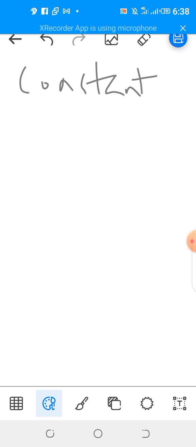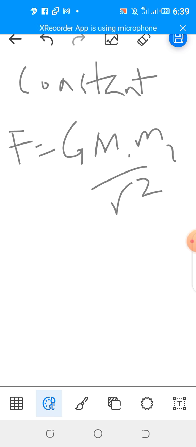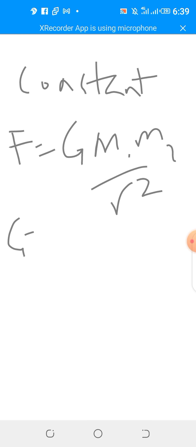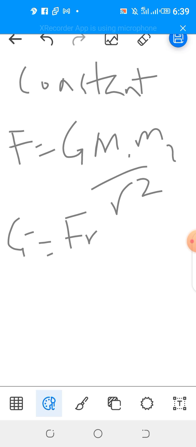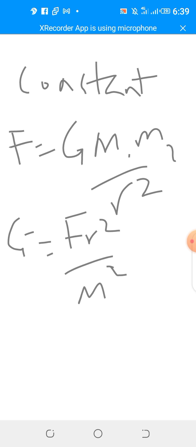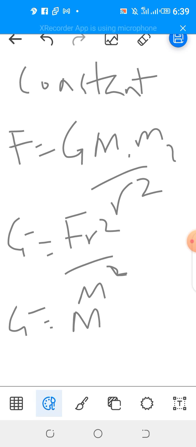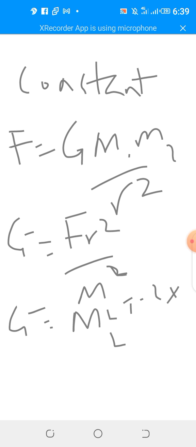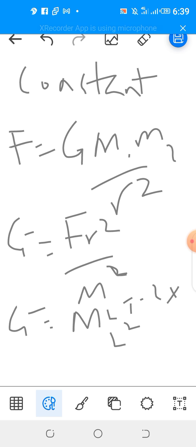Gravitational constant, we know F equals G m1 m2 over R squared. So making G the subject of the formula, we have F R squared over M squared. So your G equals MLt^-2 times L squared, radius is in length, over M squared.